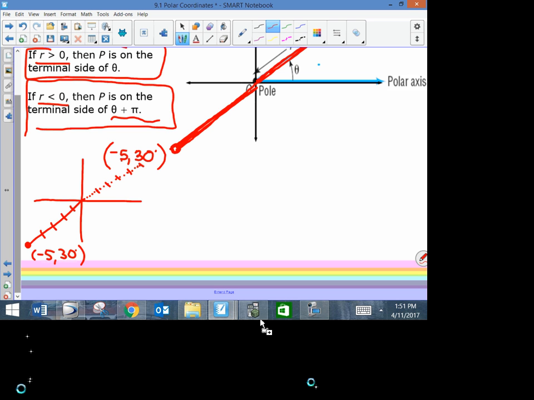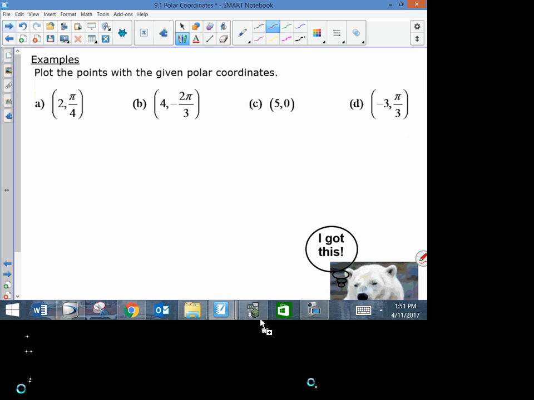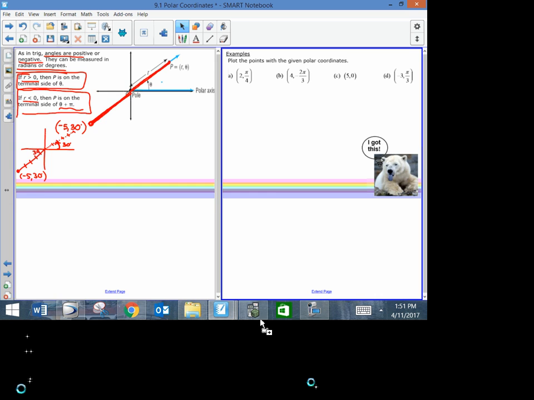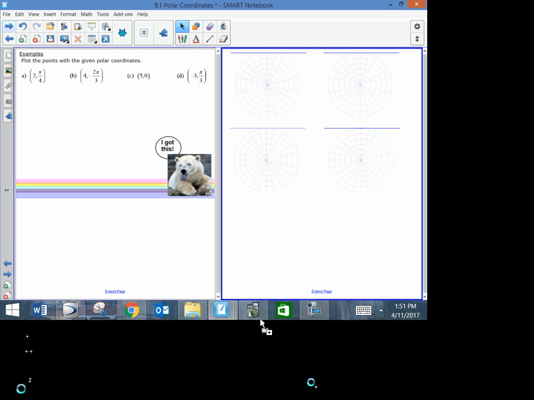Okay, yes. And the 30 degrees would be this right here. That's 30 degrees, so is this. Yes, that's what you were going to ask. Yeah, that's the same. But that R being negative backs it up over here. Okay? Anybody else? All right, let's try a few plot points with the given polar coordinates. Let me show you the next page over, I hope they showed up better than that.